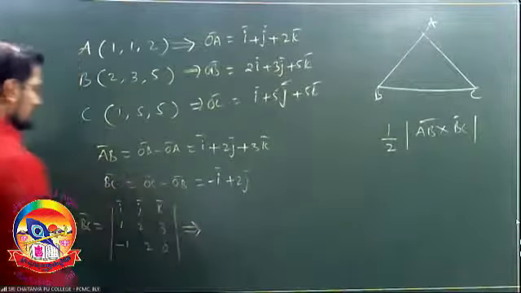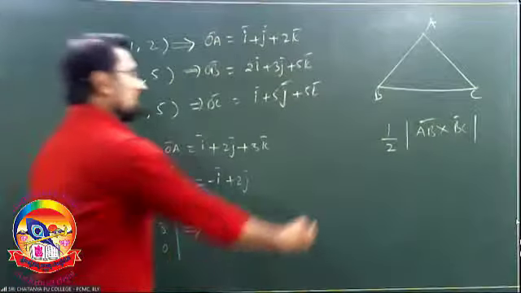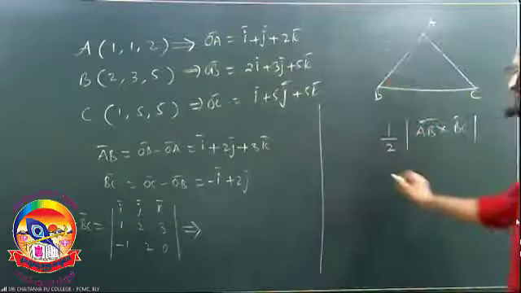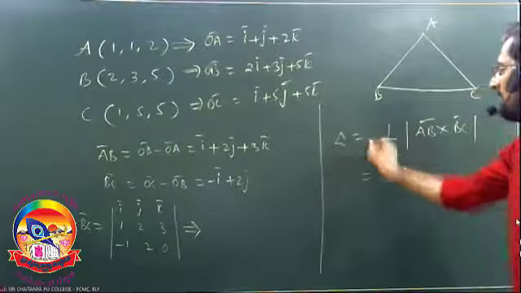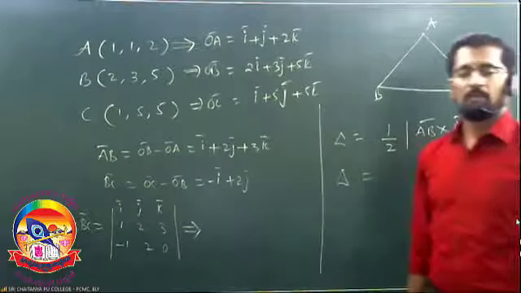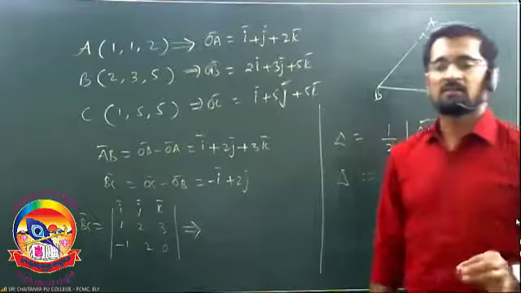Now you expand this one and find out the modulus of that AB bar cross AC bar and use this formula to find out the area of this triangle. Okay, copy this one and start doing the problem. I am going to repeat it. You just listen once again.